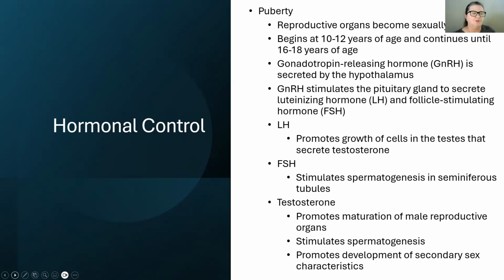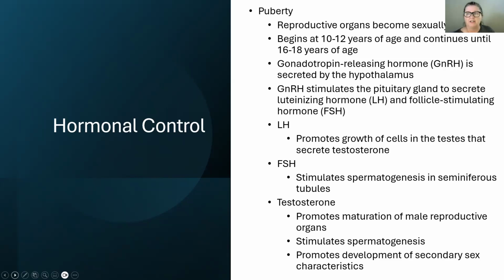LH promotes the growth of cells in the testes that secrete testosterone. And then FSH stimulates spermatogenesis in the seminiferous tubules. Testosterone is another hormone, the main male hormone, that promotes maturation of male reproductive organs. It stimulates spermatogenesis, and it promotes the development of what we call secondary sex characteristics.